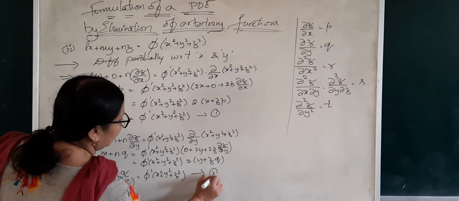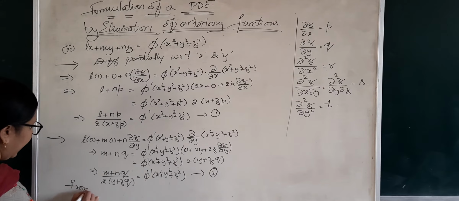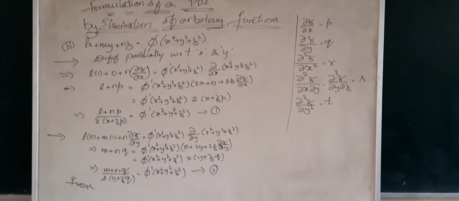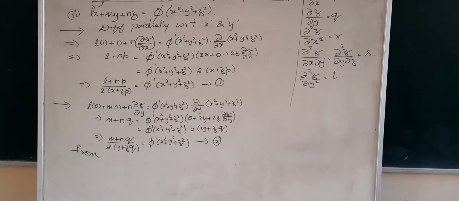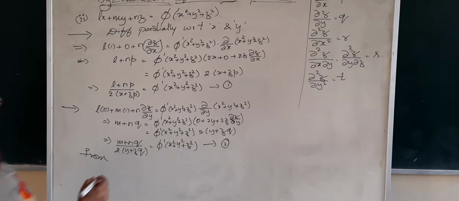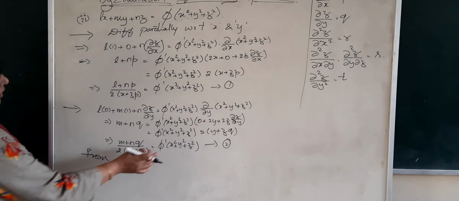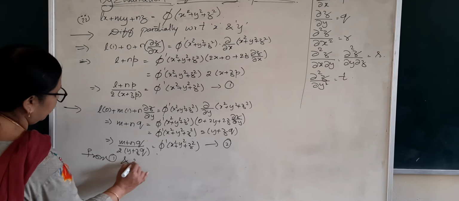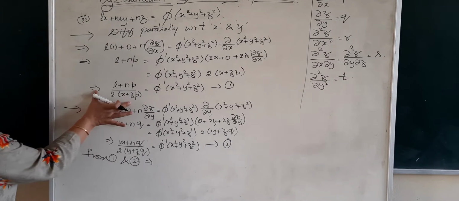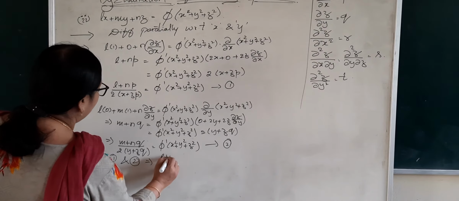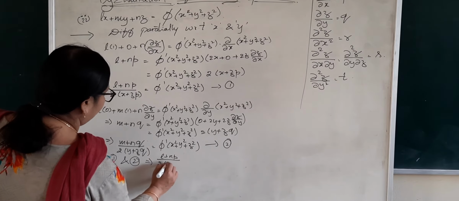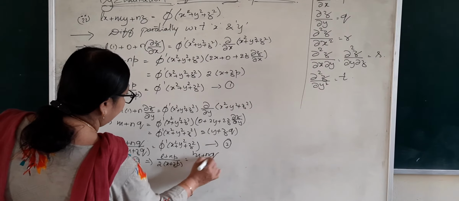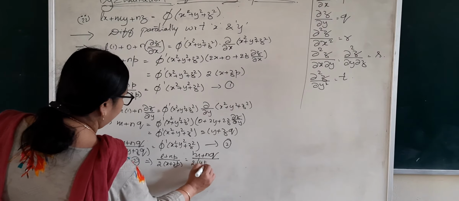And from equations 1 and 2, what do we have? You can see there from 1 and 2, I can eliminate the function phi dash of x square plus y square plus z square without any difficulty. Why? Because both my RHS are equal. Therefore, my LHS can be equated. Therefore, from 1 and 2, what do I have? This is equal to this. That means l plus np divided by 2 times of x plus zp is equal to m plus nq divided by 2 times of y plus zq.